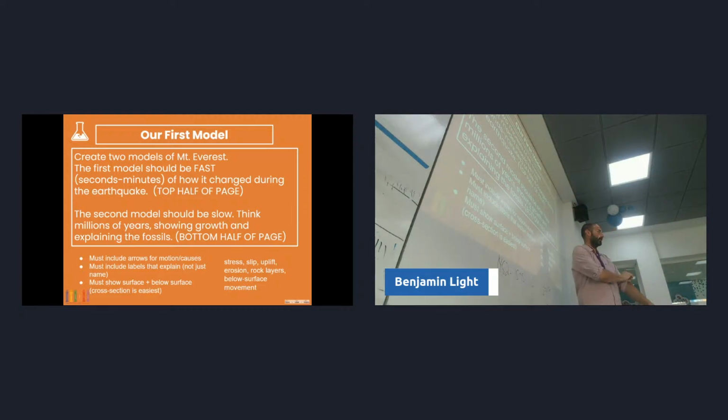Arrows. Right? We need arrows that show what is moving, okay, and why. What is causing it? So there's cause and effect. What is causing the mountain to move? Okay.